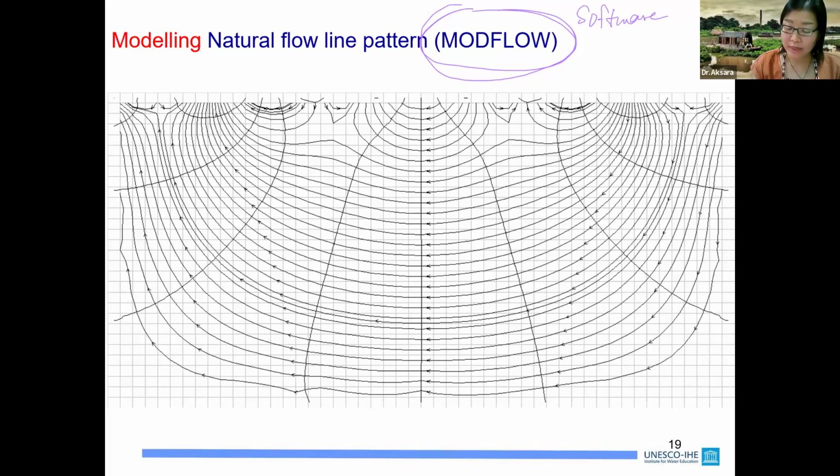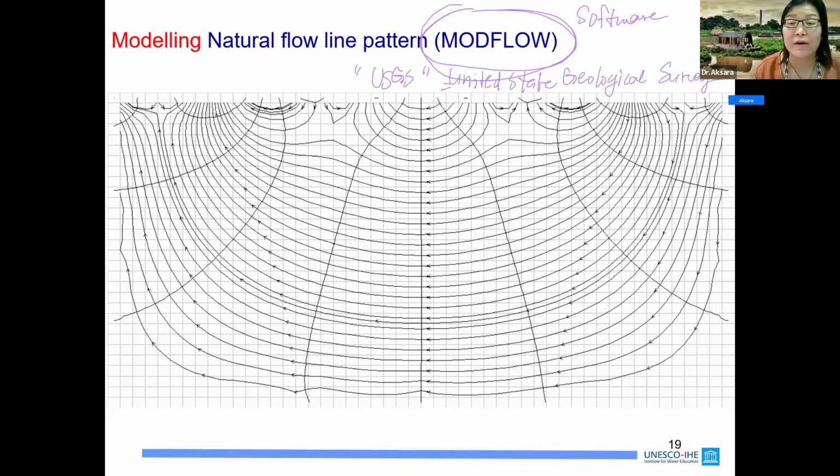Okay, so you need to know the name of the model, which is MudFlow. You can search, it's actually USGS. USGS is the agency. It's actually short for United States Geological Survey.